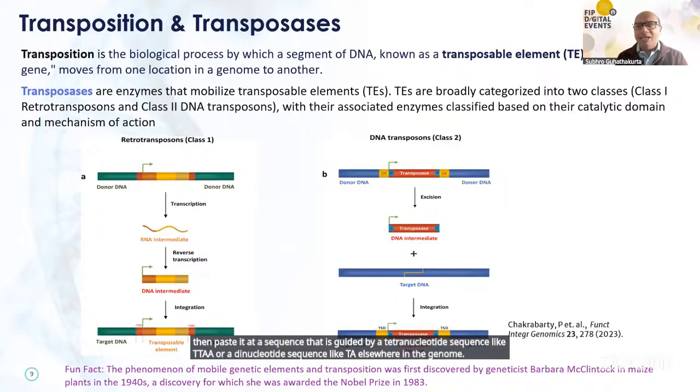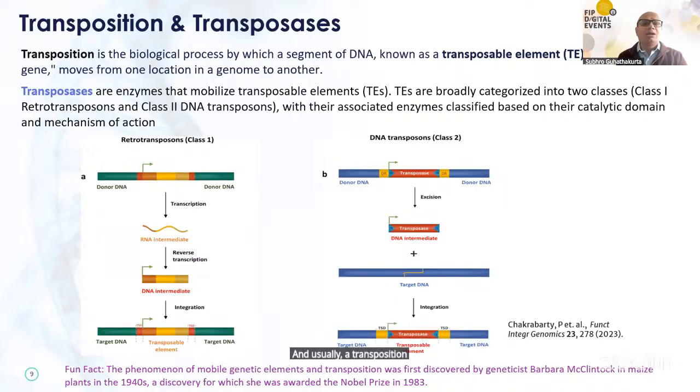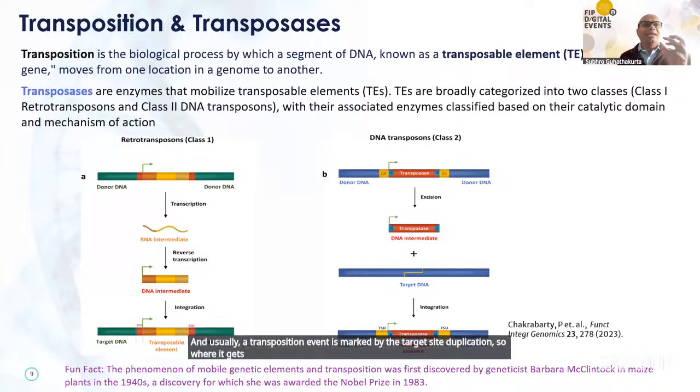And usually a transposition event is marked by the target site duplication. So where it gets integrated, that TTA is replicated or duplicated on the other side of the transposon. If you do a genome sequencing, you can easily understand whether the transposition has happened. A sequence needs to be flanked by the TTA on both sides.